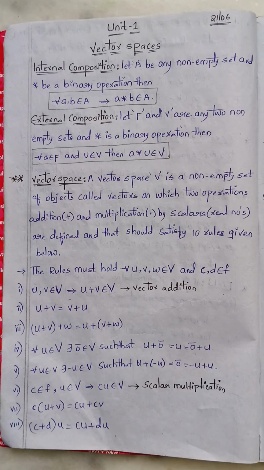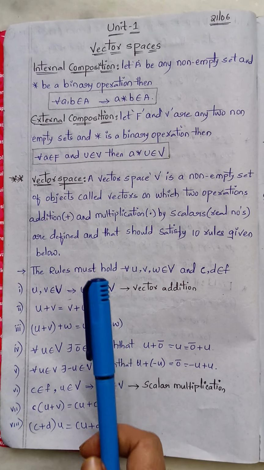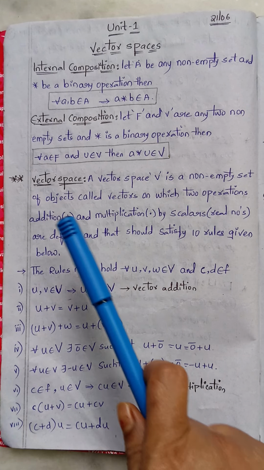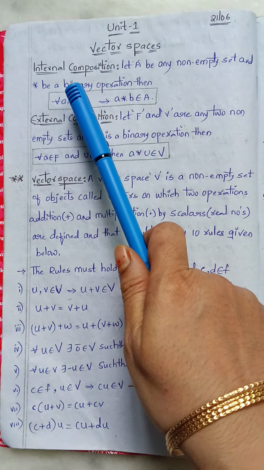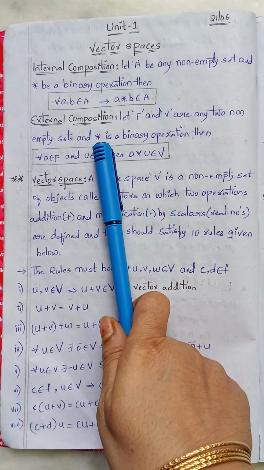Hello students, today we will discuss the definition of vector space in linear algebra. Before going to the definition, we need to learn two things: internal composition and external composition.